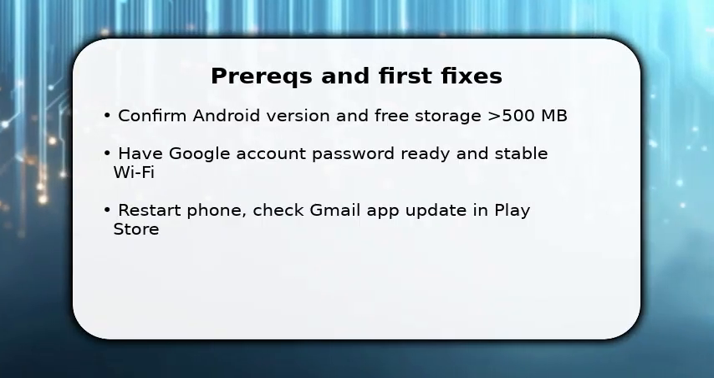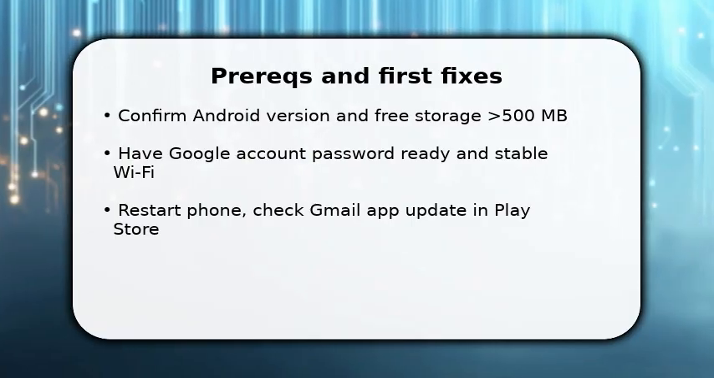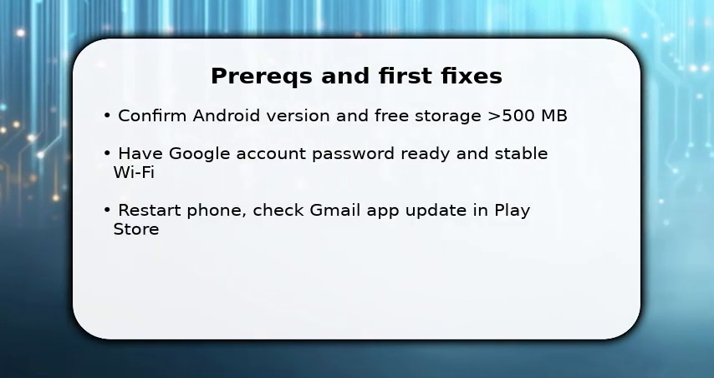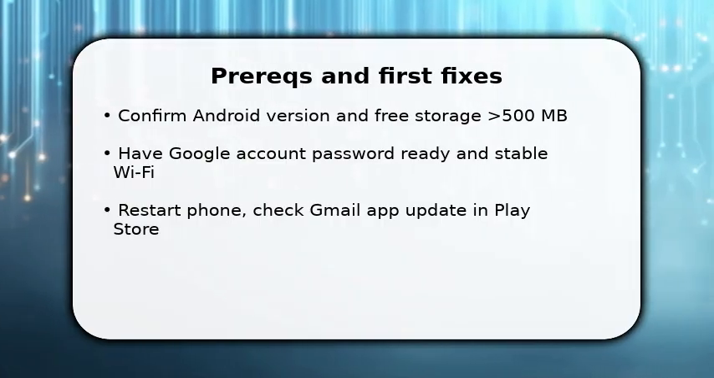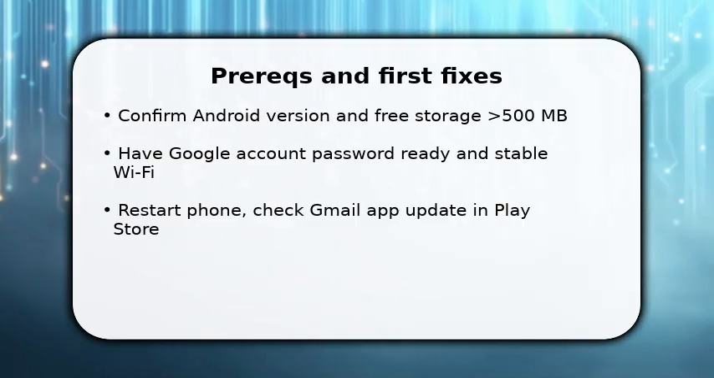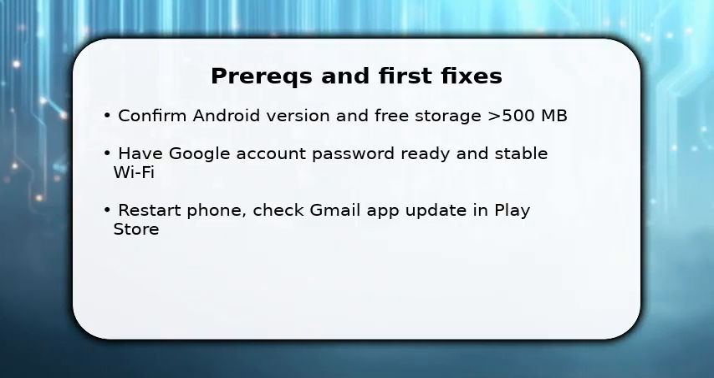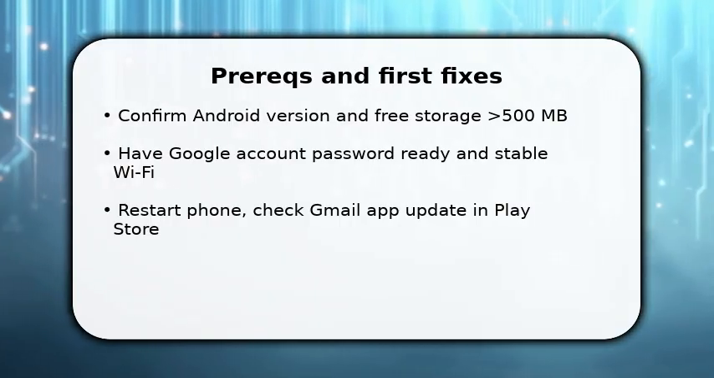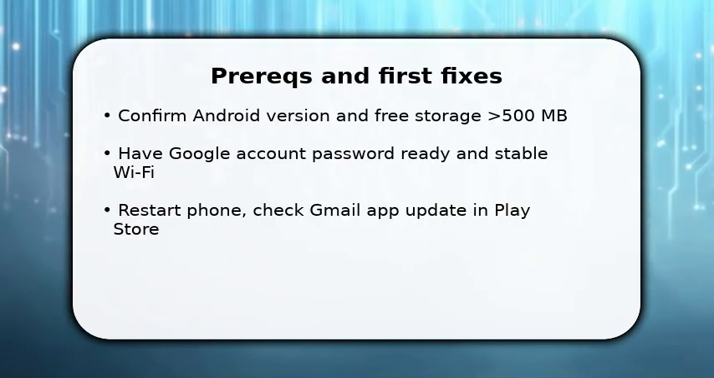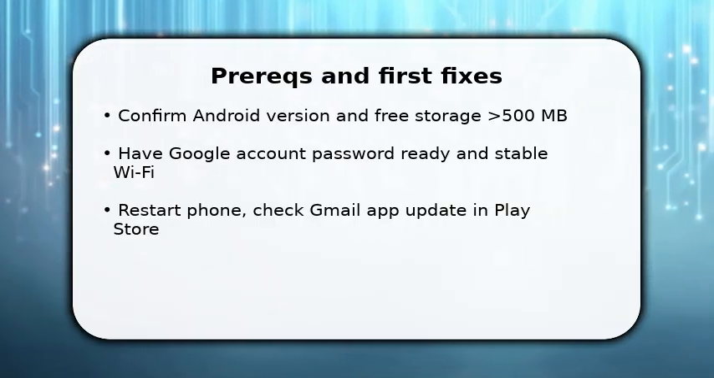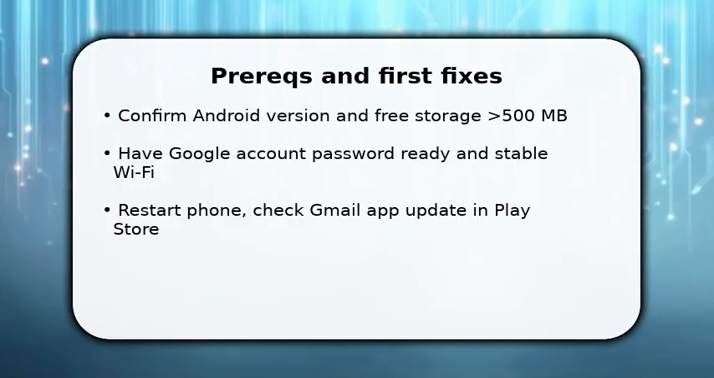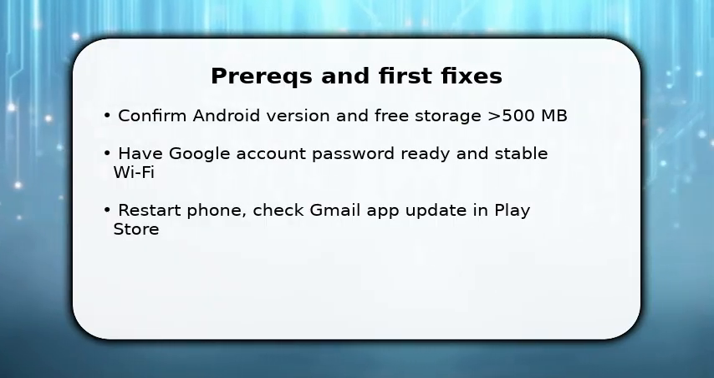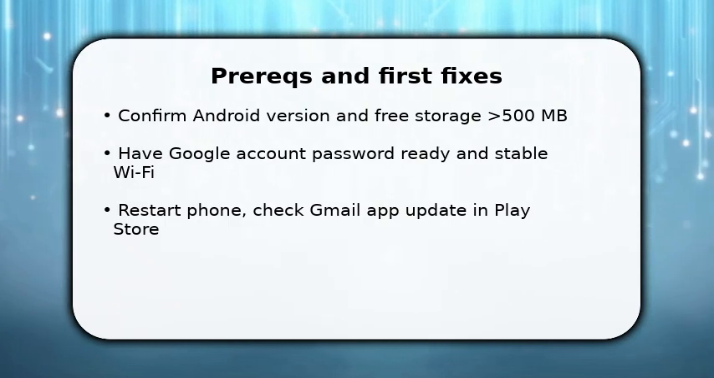You'll start by confirming a couple of prerequisites so you don't chase the wrong fix. Make sure your phone has at least 500 MB free and a stable Wi-Fi connection. This avoids install interruptions. Once done, restart the device to clear temporary glitches, then open Play Store and update Gmail if an update exists. You do this because many crashes stem from corrupted cache or outdated binaries. Updating and restarting removes transient issues and gives you a clean state to continue.